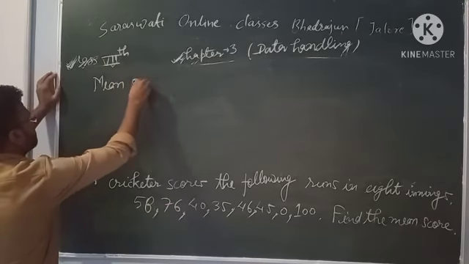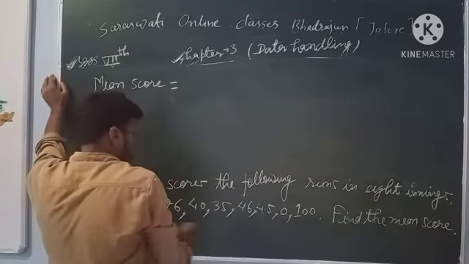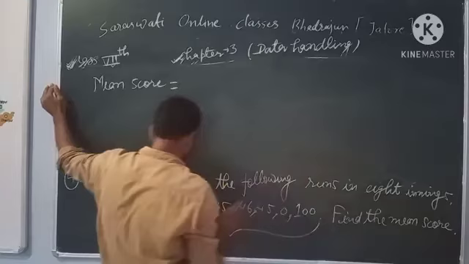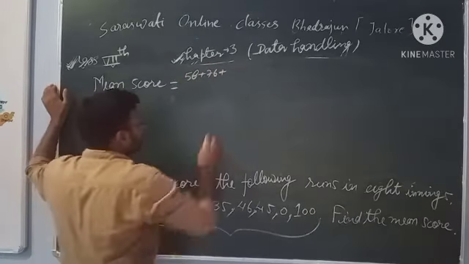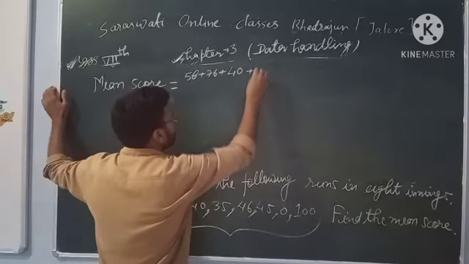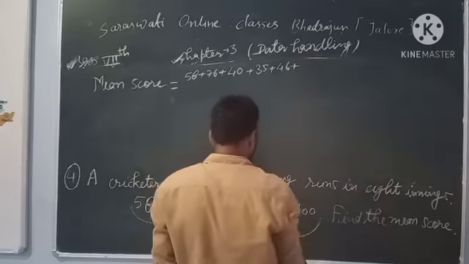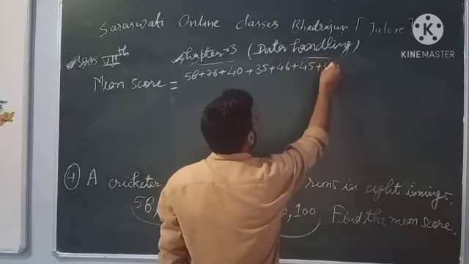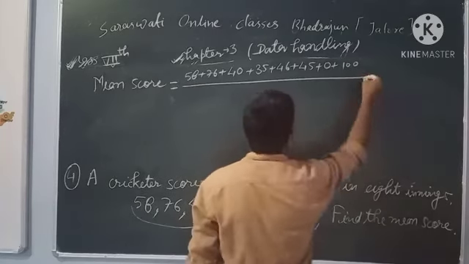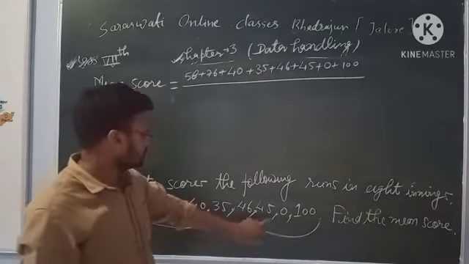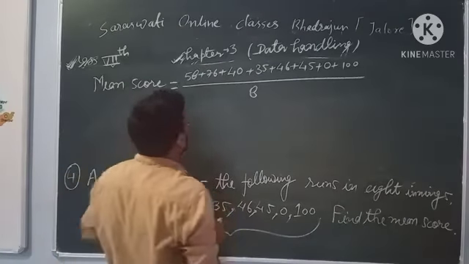So mean score equals the sum of runs scored in all the innings. That is 58 plus 76 plus 40 plus 35 plus 46 plus 45 plus 0 plus 100, divided by how many there are. 1, 2, 3, 4, 5, 6, 7, 8. 8 are there. Now we will add all of them.